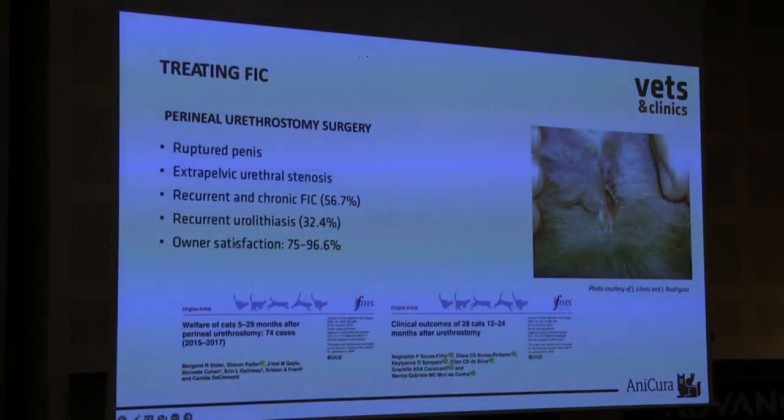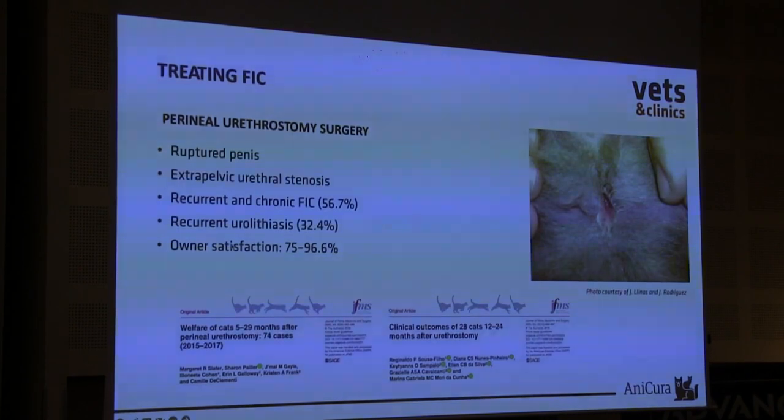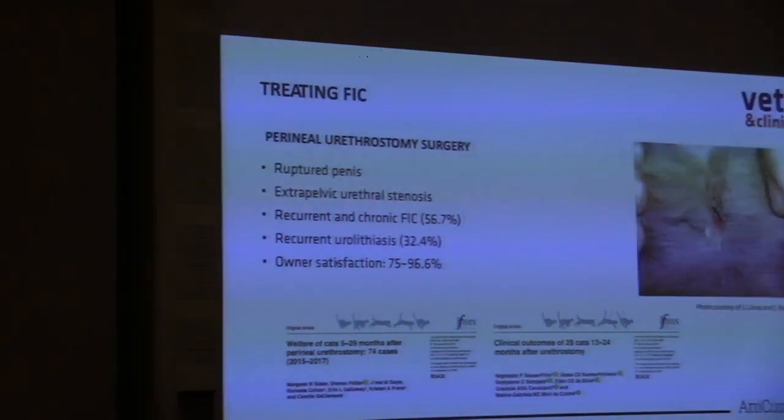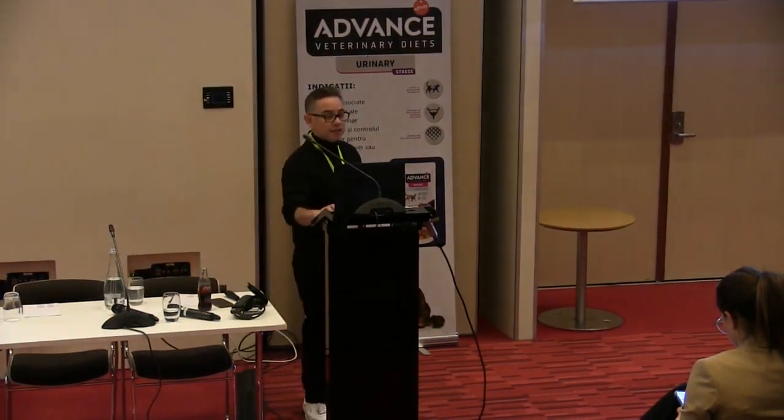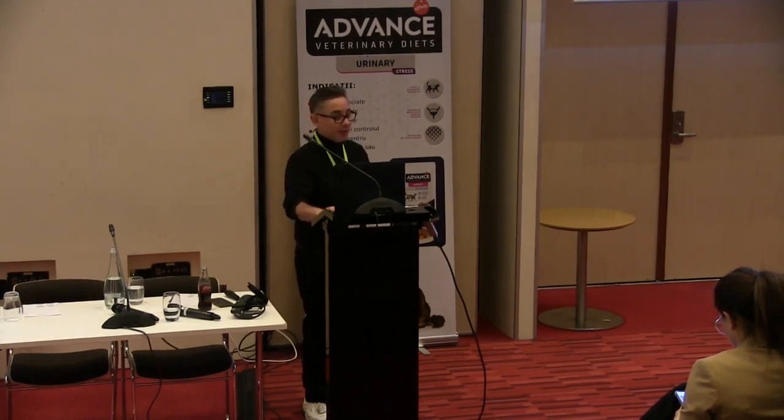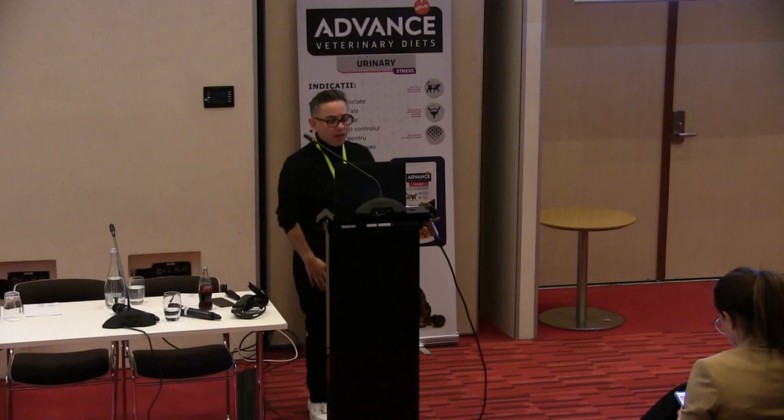And the surgery has adverse events or consequences. Many of the consequences can be recurrent and chronic. When you apply surgery in recurrent and chronic FIC, you can also use it in recurrent urolithiasis. And even in a recent publication, the owner satisfaction was very high when you use this surgery. And this is how the surgeons do the surgery, because I don't know, because I am a internist. And this is another way to do ureterostomy.